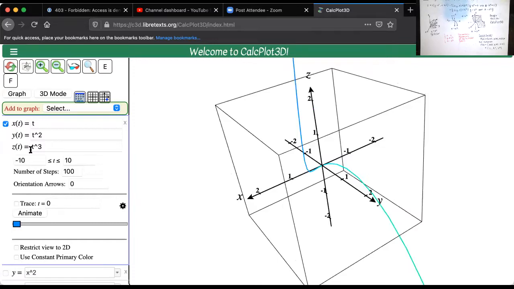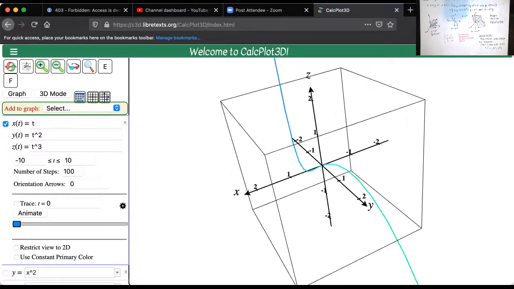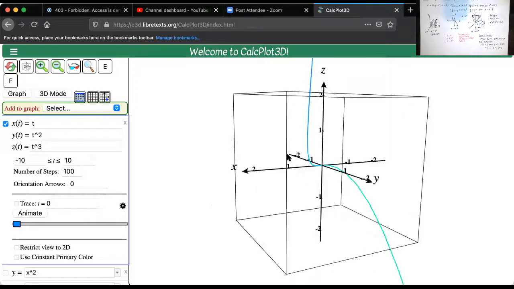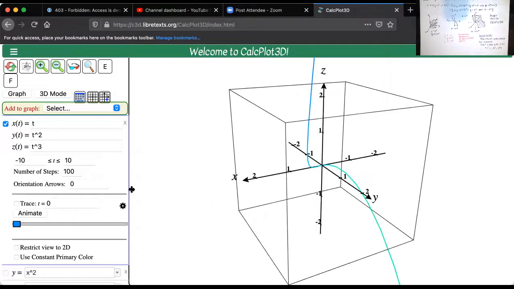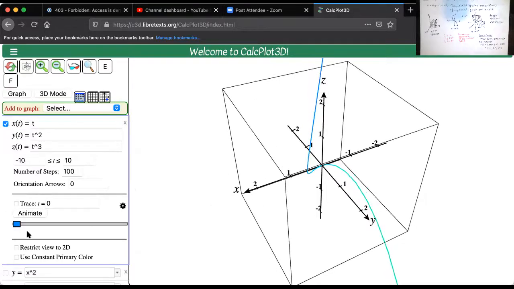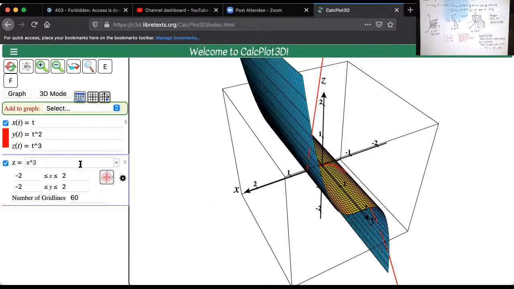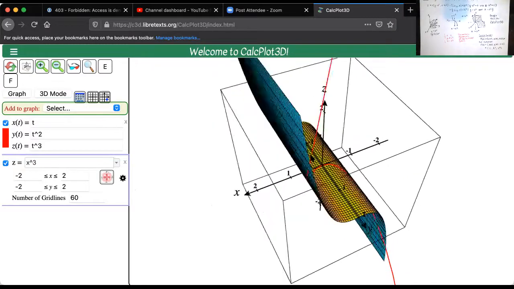Now, if you want to see that alongside those surfaces, let's use a constant primary color. We can graph that with this surface here. And you see that the twisted cubic intersects with this surface.